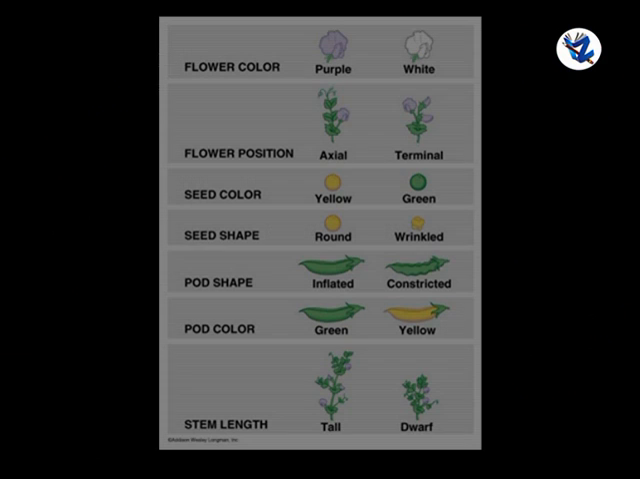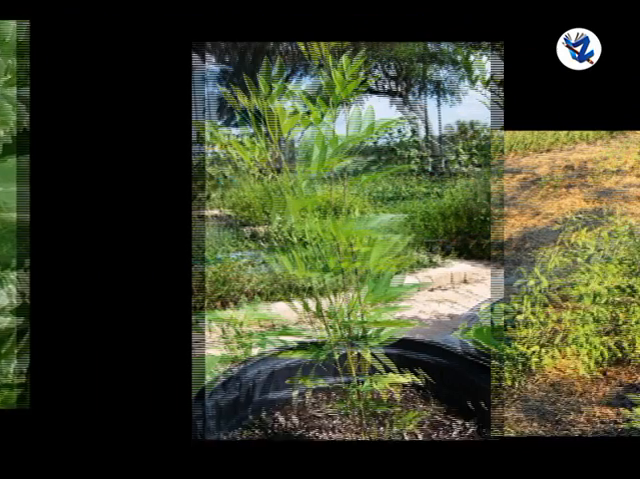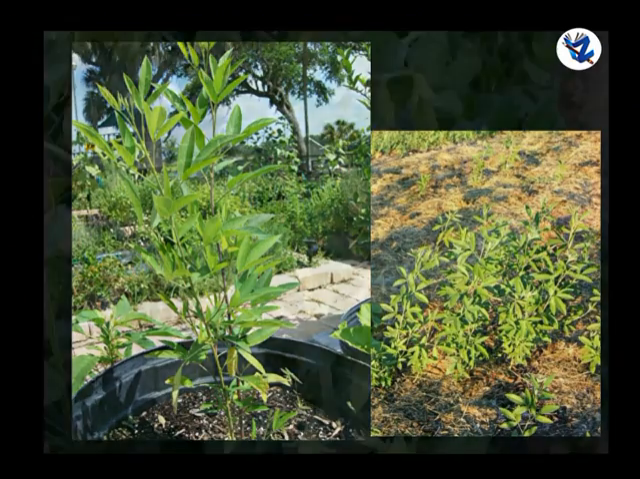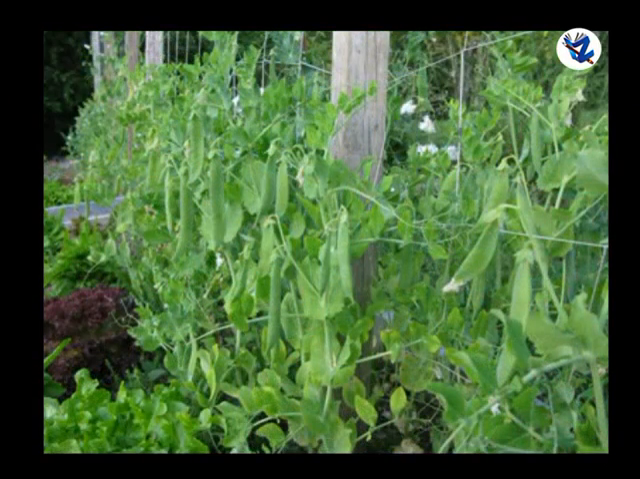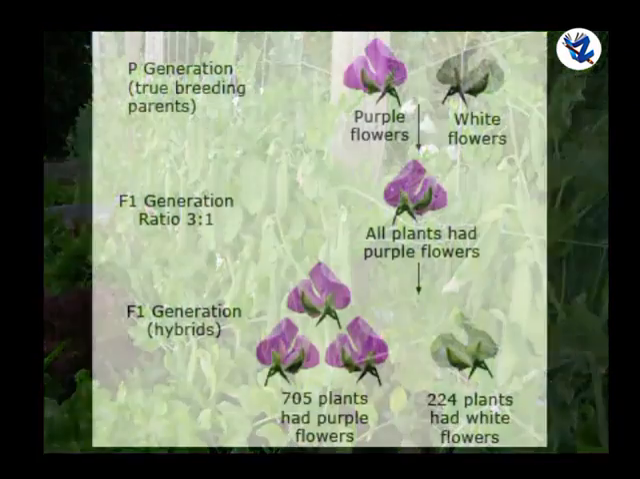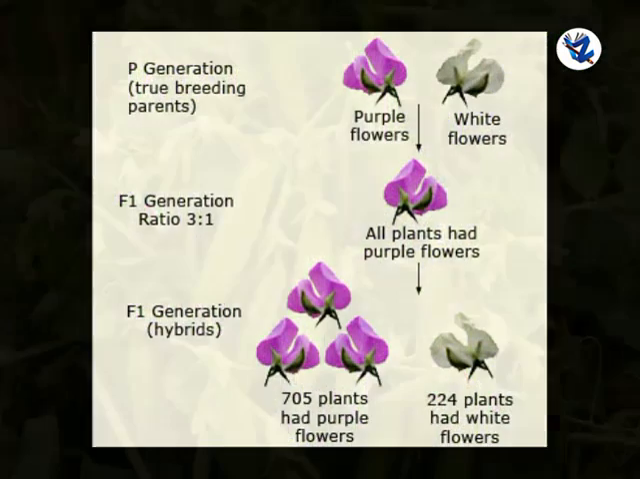Now we'll see about Mendel's experiment. Mendel selected garden pea, that is Pisum sativum L, for his experiments because of the following characteristics. Garden pea is an annual plant and completes the life cycle within 3 to 4 months. Due to the short lifespan, he could grow 3 generations in a year.